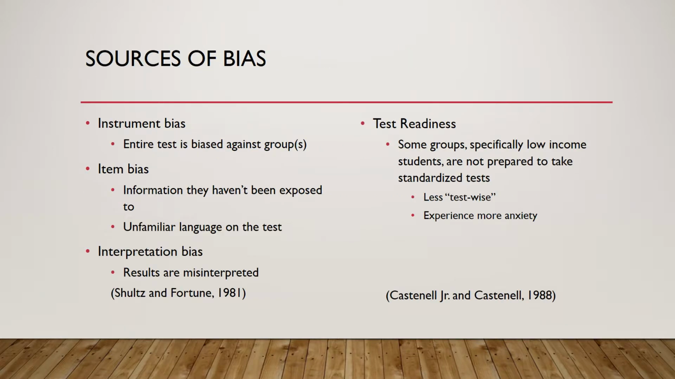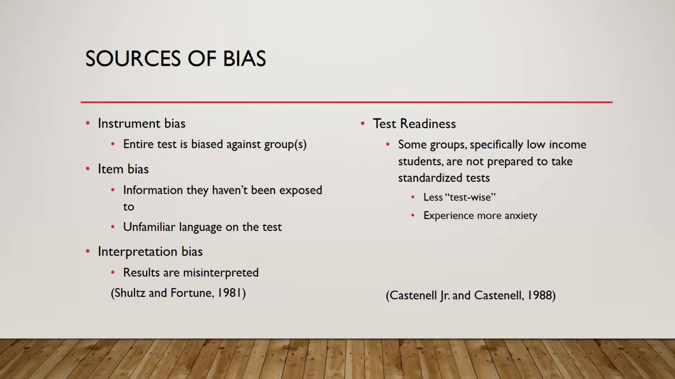So in terms of sources of bias, through my research I found 4 sources of bias. The first 3 came from Schultz and Fortune, who said that the first one is instrument bias, and this would be where an entire test is biased against a group of people for one reason or another. The next one that they talked about was item bias, and this is where a specific question or a specific group of questions are biased on a test. And usually this is because this is information that students haven't been exposed to.